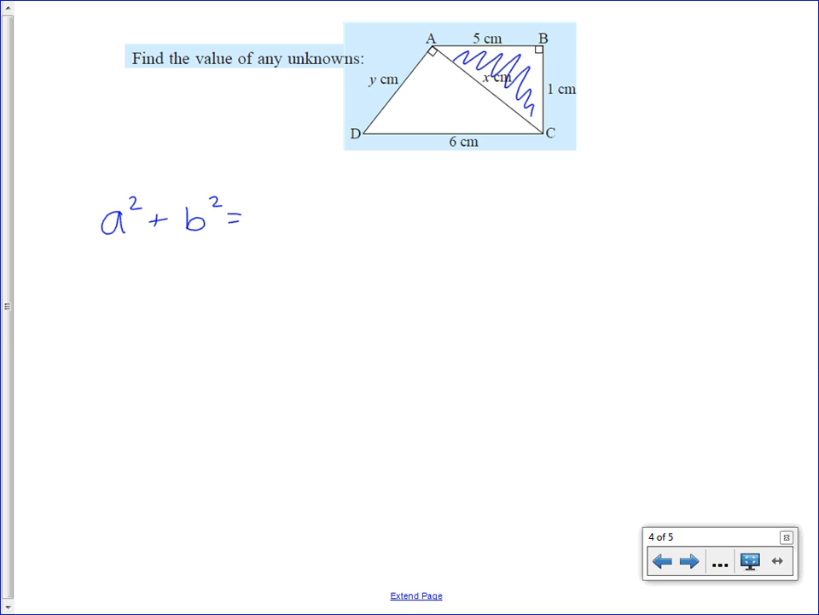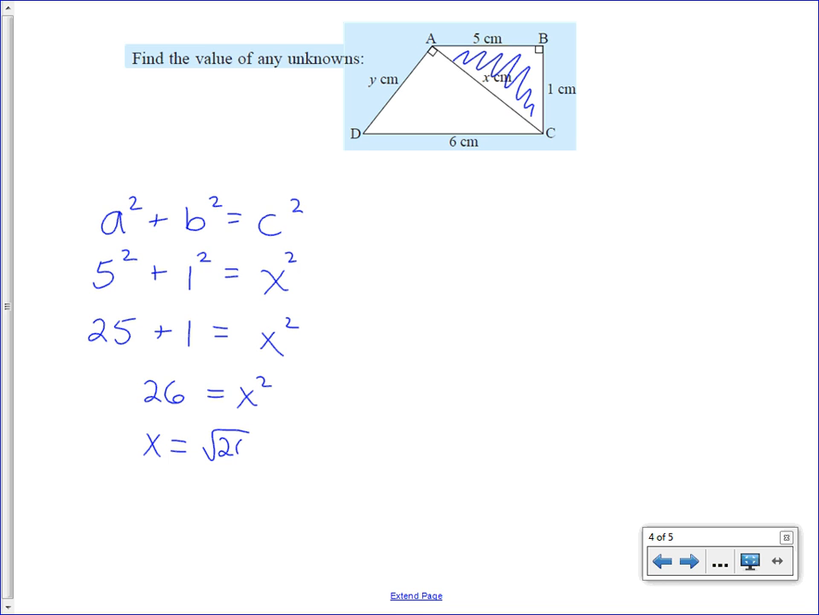a squared plus b squared equals c squared. a is 5 and b is 1, or vice versa. It doesn't matter which leg you use as a or b. In fact, I should replace c with x, since I'm solving for x. 5 squared is 25, 1 squared is 1. 26 equals x squared, and so x equals the square root of 26. Nothing's going to go into 26 that has a square root, so I'm going to leave that. It's as simple as it gets. And now that I know that this length, x, is the square root of 26, I have enough information in the triangle ADC to figure out what y is.